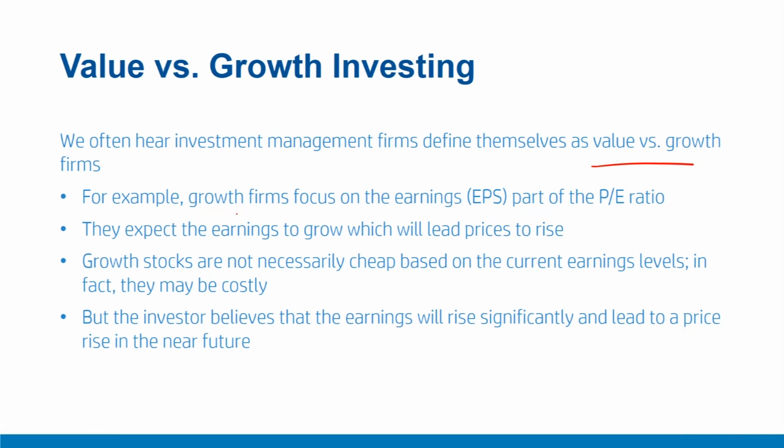For example, growth firms focus on the earnings part of the P/E ratio, which is the price to earnings ratio. Growth style relies on earnings to grow and therefore expects prices to rise. Most often, these growth stocks are not cheap based on current valuations. In fact, they are sold at a premium based on their current earning levels, and therefore they may be costly as well. However, investors following growth styles believe that the current earnings will rise significantly and that will lead to a considerable price rise in future.